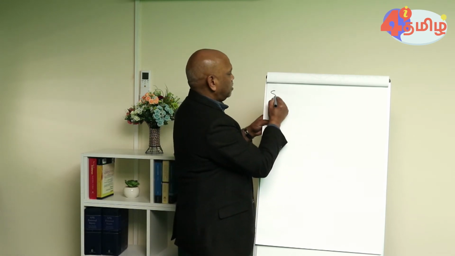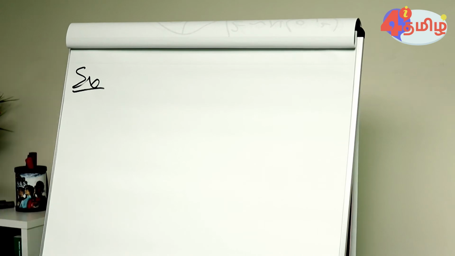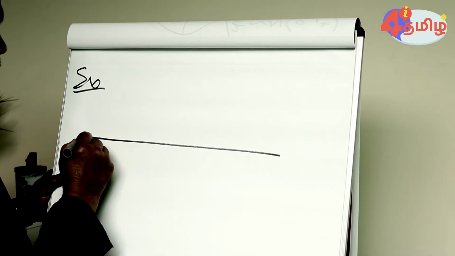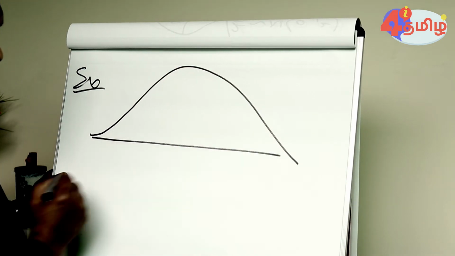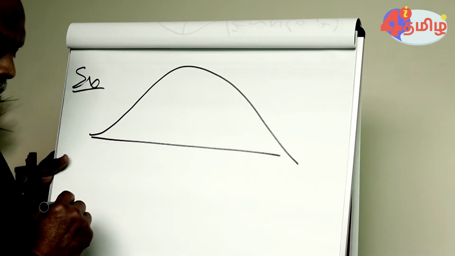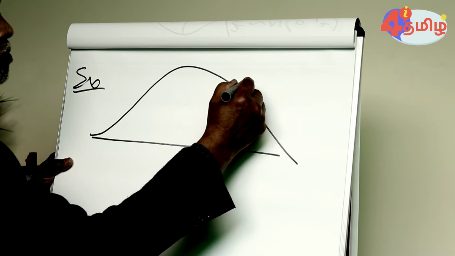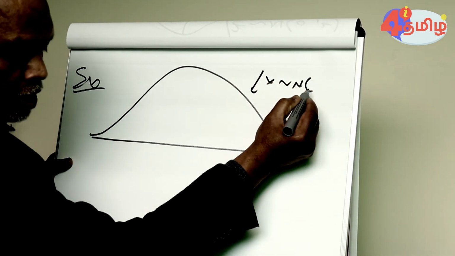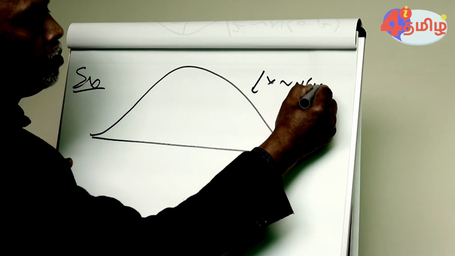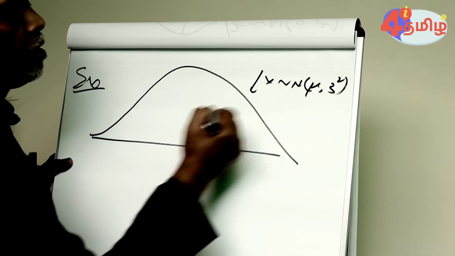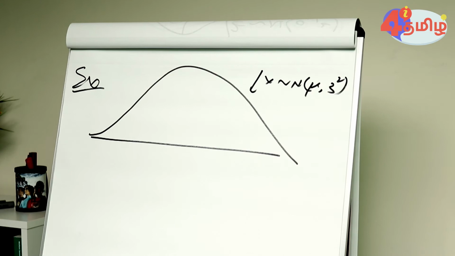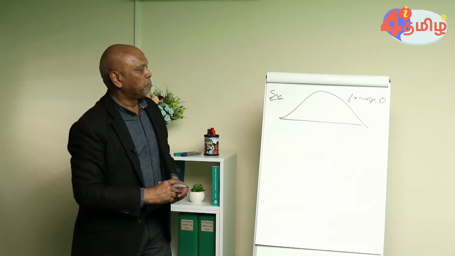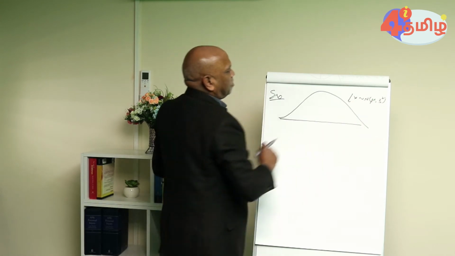Another question, for example, normal distribution. They have given this one, X follows a normal distribution, let me write mu and 3 squared. What they haven't given is the mu, so you don't know mu. But the standard deviation is 3.